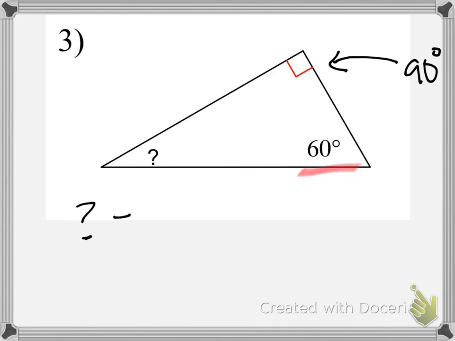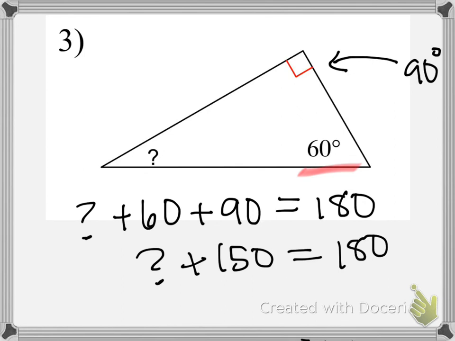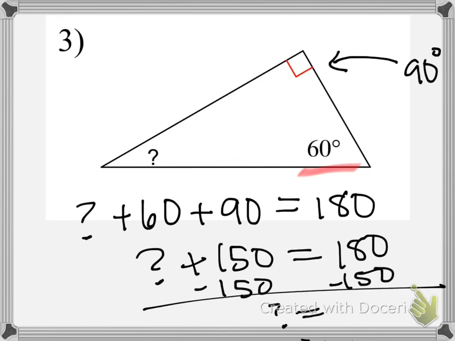Okay, so here if we want to find the question mark, it would be the question mark plus the 60 plus the 90 degrees here. And then that's going to equal the 180. So here if we add the 60 plus the 90, we get 150. So we have the question mark plus the 150 is equal to the 180. We want to get the question mark by itself, inverse operation, so we're going to subtract 150 from both sides, and so here our question mark is going to equal 30 degrees.